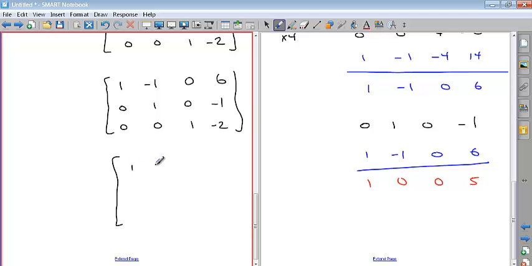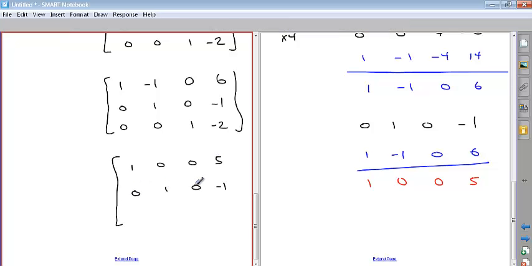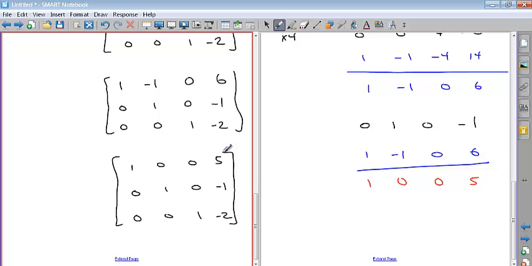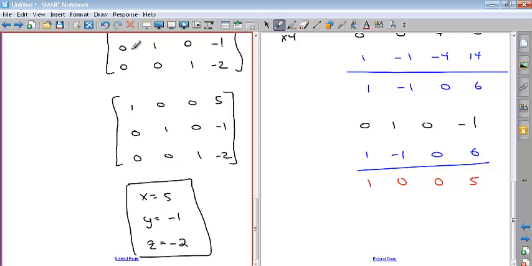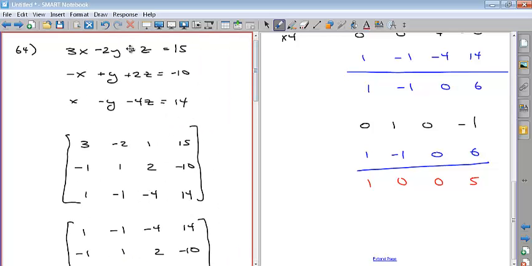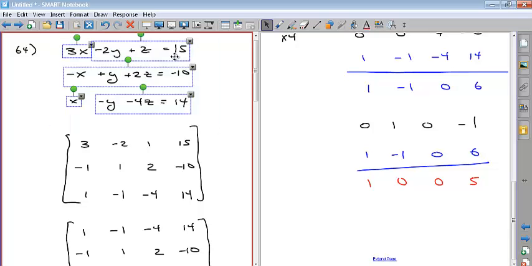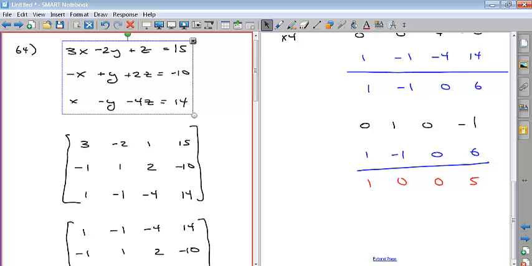So the first row is 1, 0, 0, 5. The second row is 0, 1, 0, negative 1. The third row is 0, 0, 1, negative 2. And so what we can say is that, let's say it's x, y, z. We've got x equals 5, y equals negative 1, z equals negative 2. So that's my solution. And you can check that out, see if it actually works by taking the original equation and then just plugging it in and see whether it works or not. So let's just do that.